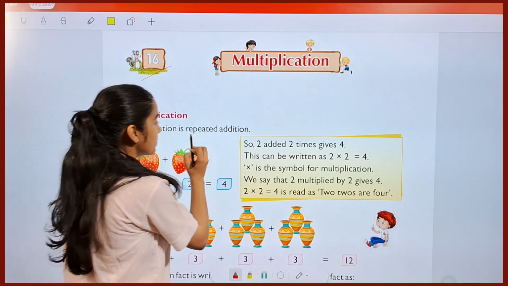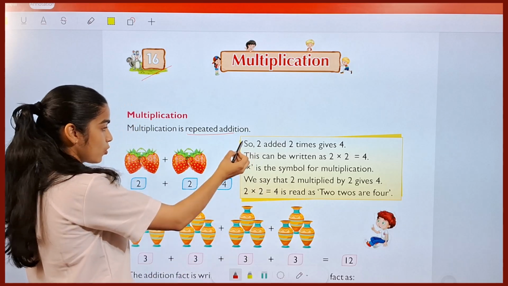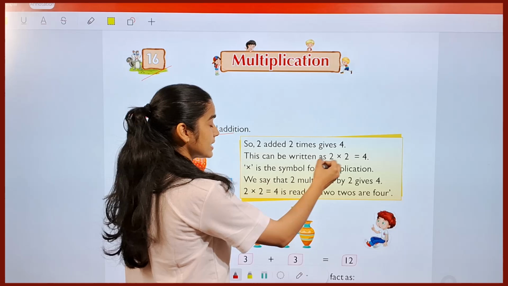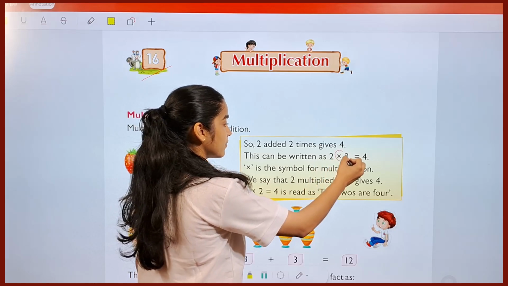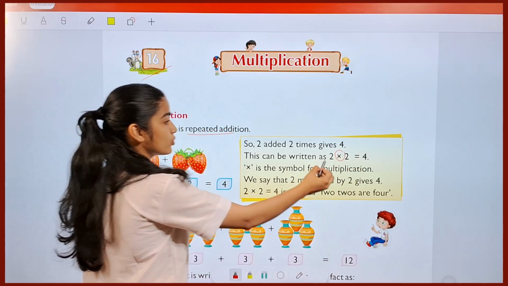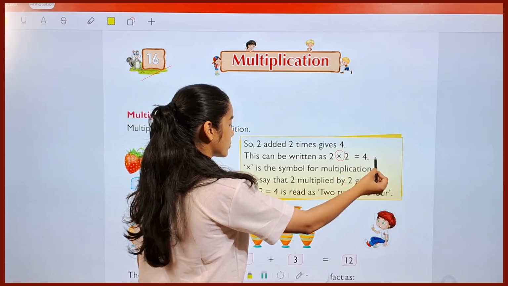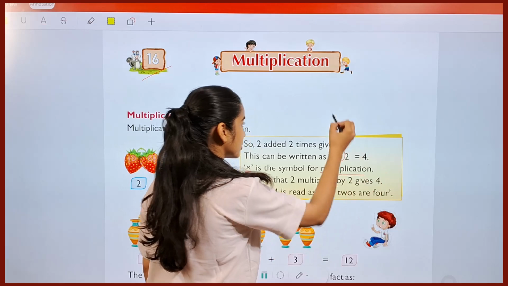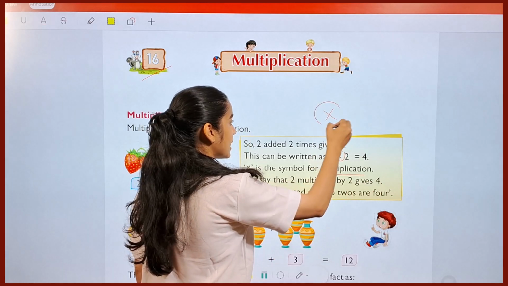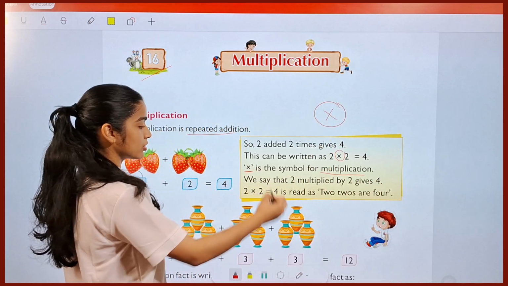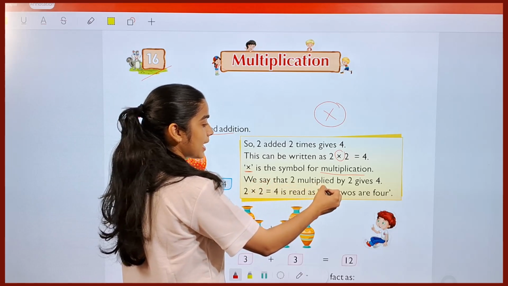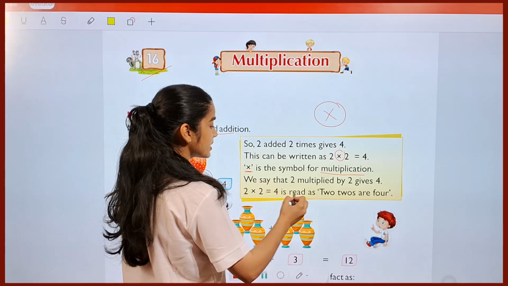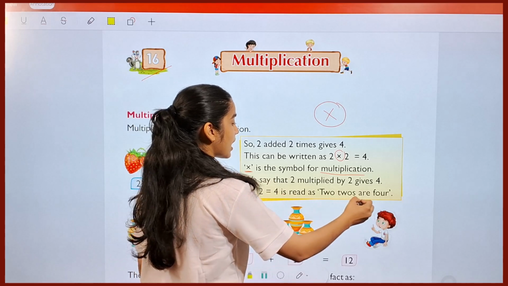Multiplication is repeated addition. So, 2 added 2 times gives 4. This can be written as 2 multiplied by 2 is equal to 4. This cross sign is the symbol of multiplication. We say that 2 multiplied by 2 gives 4. 2 multiplied by 2 is equal to 4 is read as 2 twos are 4.